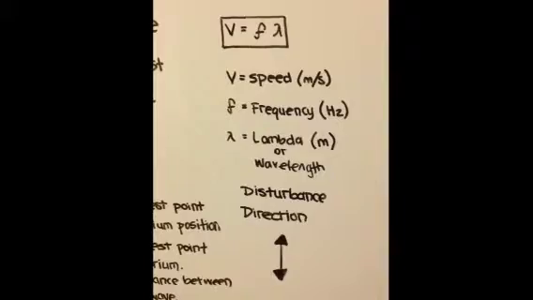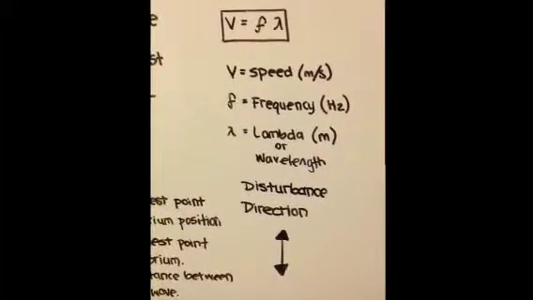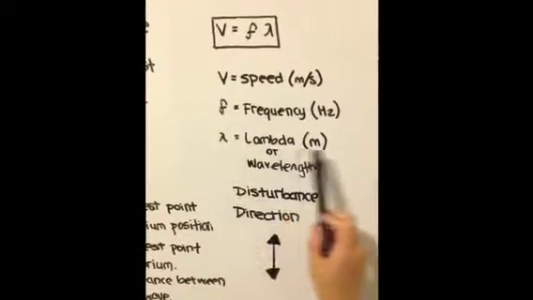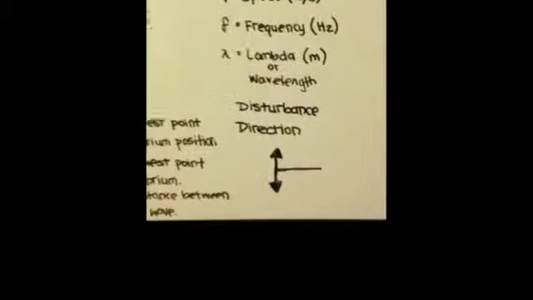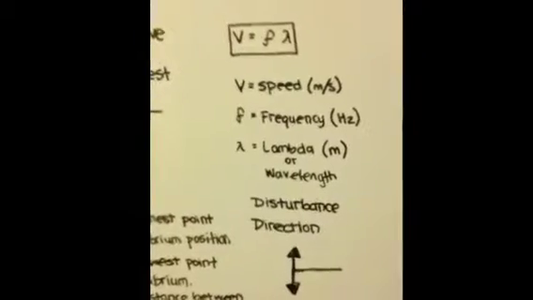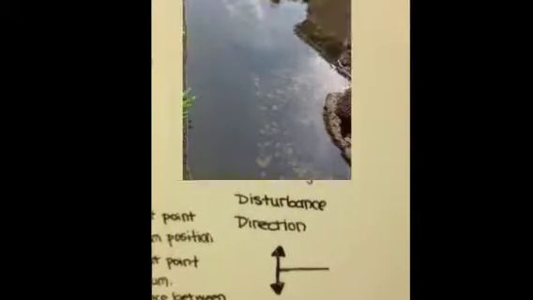So the formula is v, which is the speed, equals f, which is the frequency, times lambda, or the wavelength. The disturbance direction for a transverse wave is both horizontal and perpendicular.